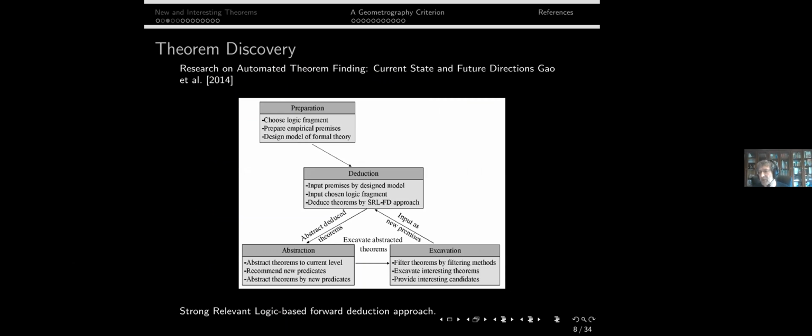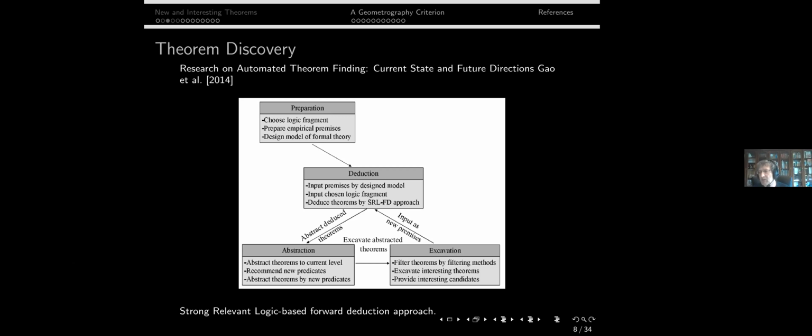A group of researchers around Cheng began to work on this some time ago, and they continue to work. They have the first paper even before 2014, around the late 90s, with Geoff Sutcliffe from Miami. And then they have more recent papers, and they now use a strong relevant logic forward deduction approach. And the idea behind the algorithm is they choose a domain, so they prepare the domain, the preparation phase, design a model of formal theory, and begin to make deductions.